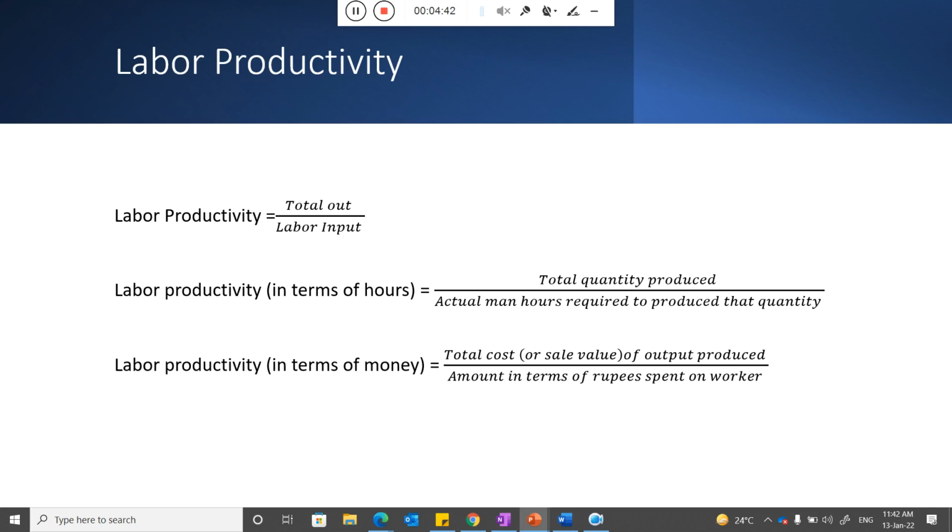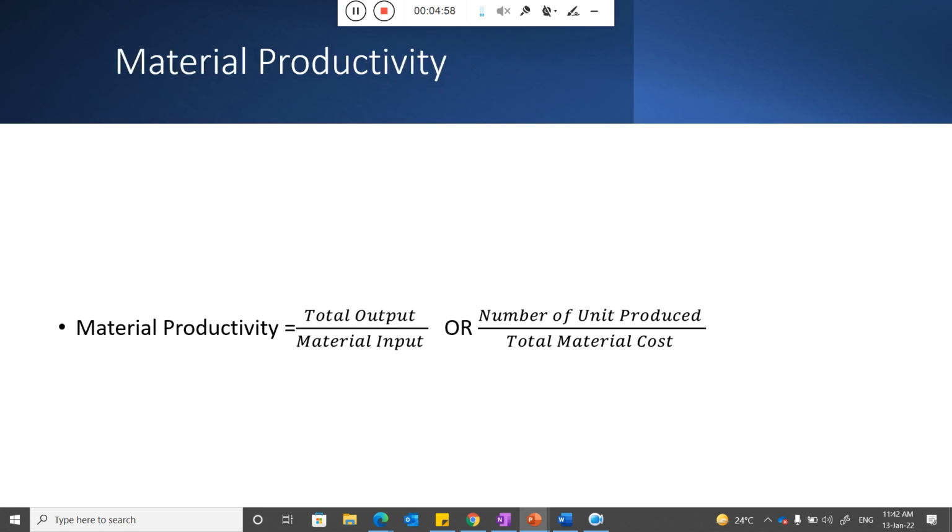Okay, and the amount in terms of the rupees spent on the worker, meaning how much amount you spent, that is nothing but the input of that particular production system, right? And what amount of the output you are getting, that is nothing but the sales value. Okay, the same thing is applicable for the material productivity.